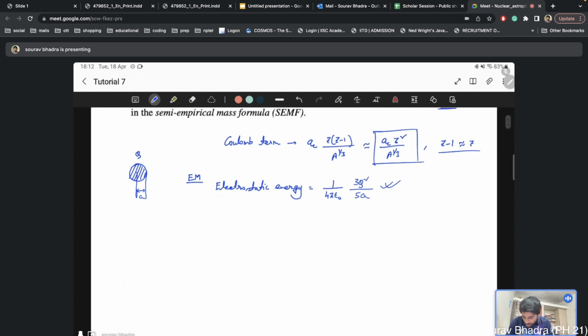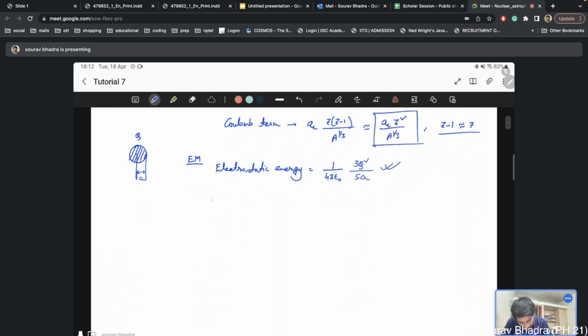So what we actually do is equate this electrostatic energy with the Coulomb term, because that Coulomb term is also a correction of the energy. That means the unit of the Coulomb term is also energy. So we will compare these two terms. This 3q square by 4 pi epsilon 0 into 1 by 5a is actually a_C j square a to the power 1/3. This is the comparison.